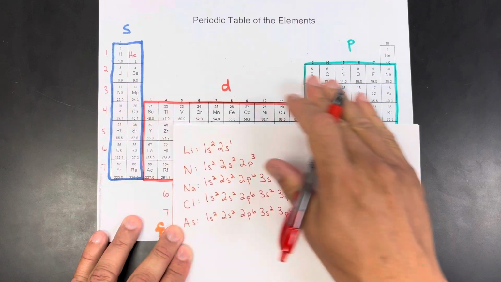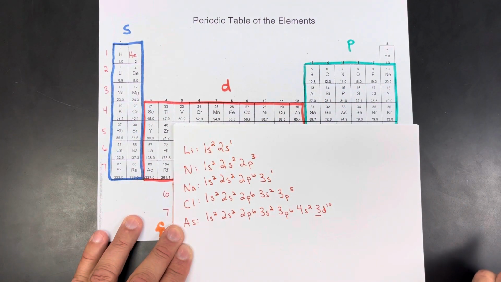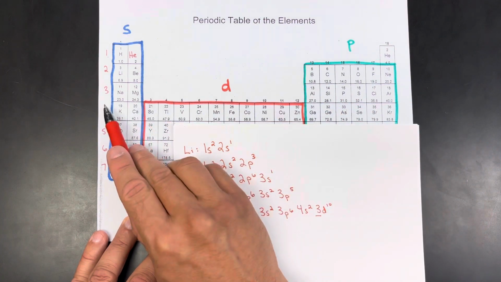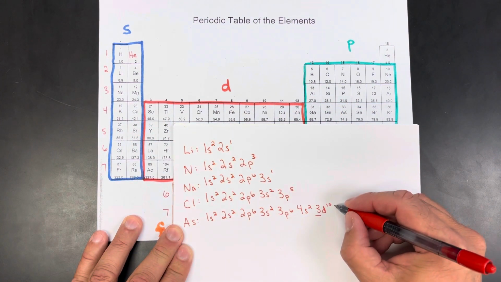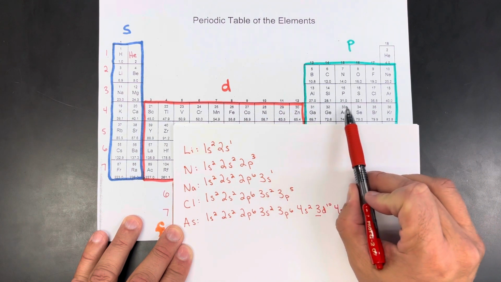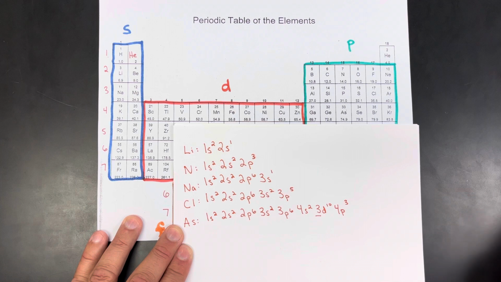Now, when you're in the S or the P, you just use the row number. So right here, I'm now in the P block, so I'm going to use the row number, so it goes back to 4P, and if I'm going to arsenic, 1, 2, 3, it's going to stop at 4P3.